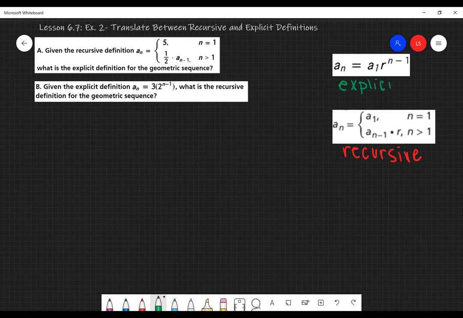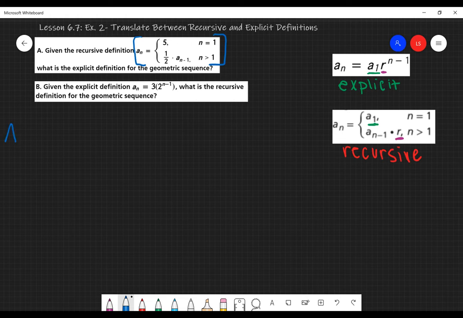uses the same pieces, so we can still see A1, which is our first term, and we can still see our ratio present. So as long as we have our first term and our ratio, the explicit definition will give us any term in the sequence, regardless of whether or not we know the one before it. So problem A says, given the recursive definition, what is the explicit definition?